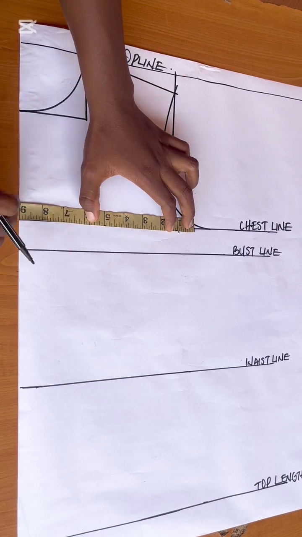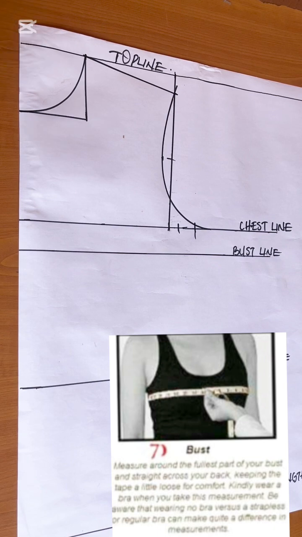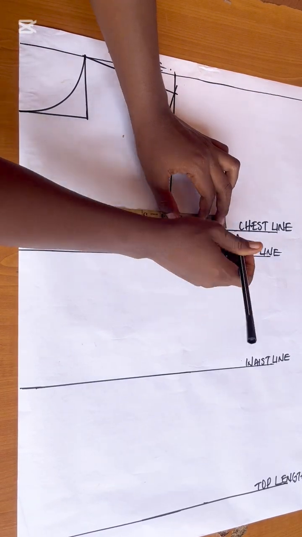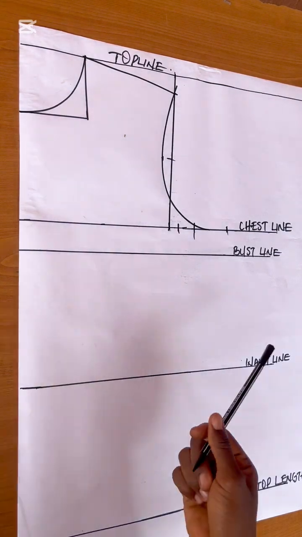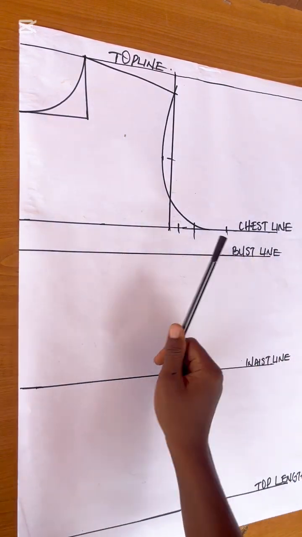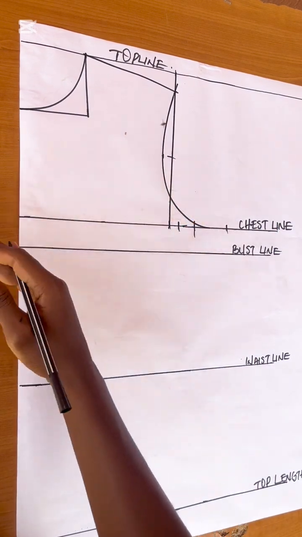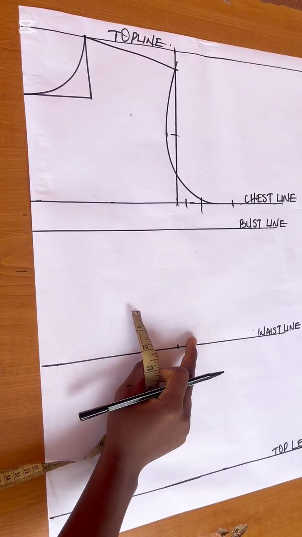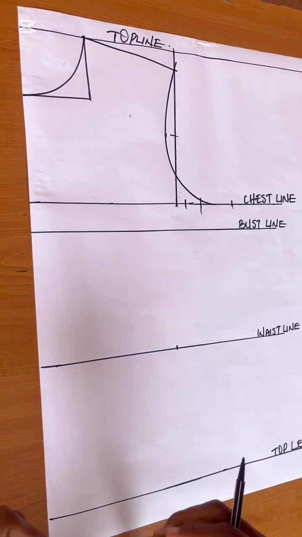So I'll just measure my round bust circumference. I have 36 divided by 4, I have 9, plus 2 extra inch allowance. Please note that your round bust circumference is not supposed to be on your bust line. It's supposed to be on your chest line and not on your bust line. So don't place your round bust circumference on your bust line. It should be on your chest line.